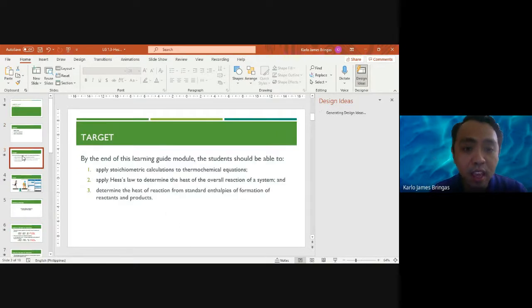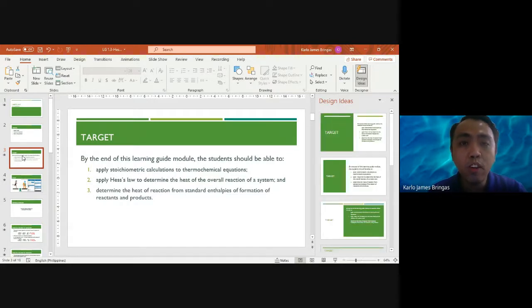So for today, in our LG 1.3, Hess's Law, we are supposed to achieve the following target outcomes. By the end of this learning guide module, the students should be able to: 1. Apply stoichiometry calculations to thermochemical equations. 2. Apply Hess's law to determine the heat of the overall reaction of a system. And 3. Determine the heat of reaction from standard enthalpies of formation of reactants and products.